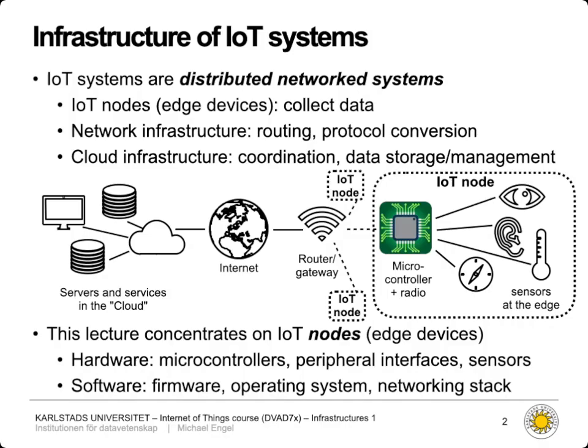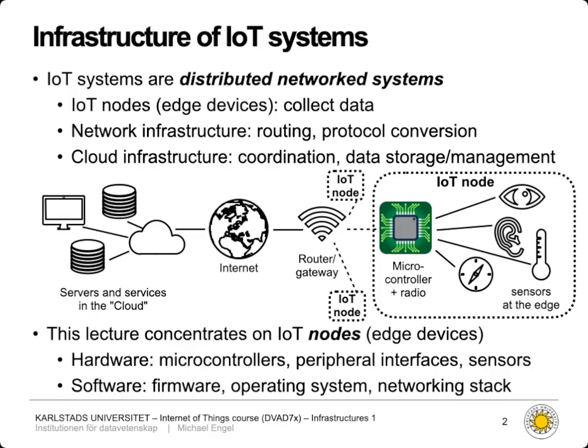So if we look at the infrastructure of IoT systems, we all know already that IoT systems are not just standalone devices, but they have to communicate with other devices. So with other IoT nodes, with other nodes in the internet, in the cloud, obviously, that's what the name says. So essentially, they are a distributed network system. So the IoT nodes, as shown here on the right-hand side, are nodes at the edge of such a network. That's why we also call them edge devices.